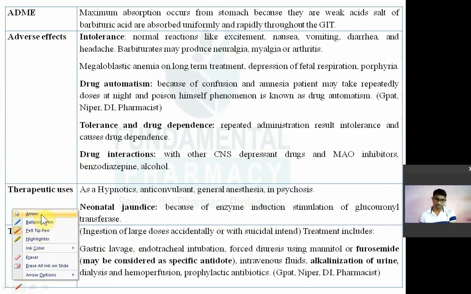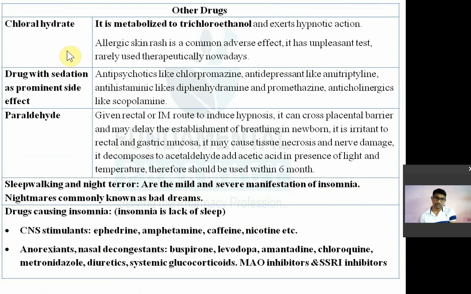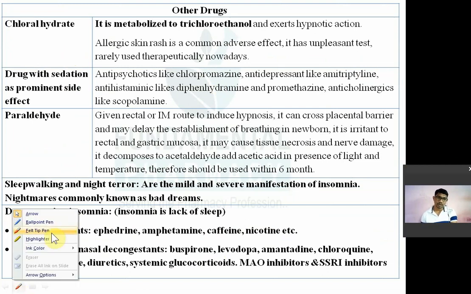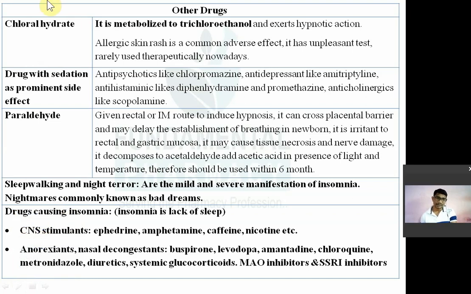Next one is other drugs, other sedative hypnotics. So other category के drug, so उसमें आता है आपका chloral hydrate, paraldehyde, etc., alcohol, etc. First one is chloral hydrate. Okay, now it is metabolized to ट्राइक्लोरोइथेनॉल. इसका मेटाबॉलिज्म होके ट्राइक्लोरोइथेनॉल बनेगा, याद रखो.